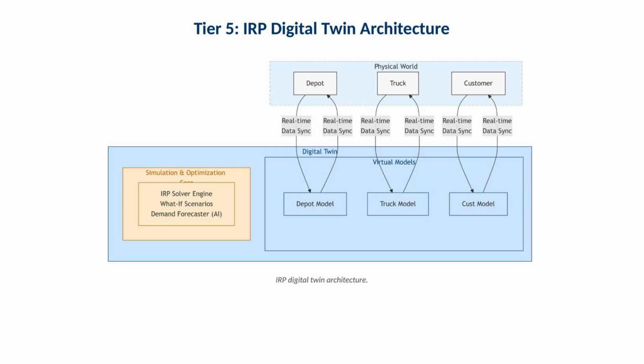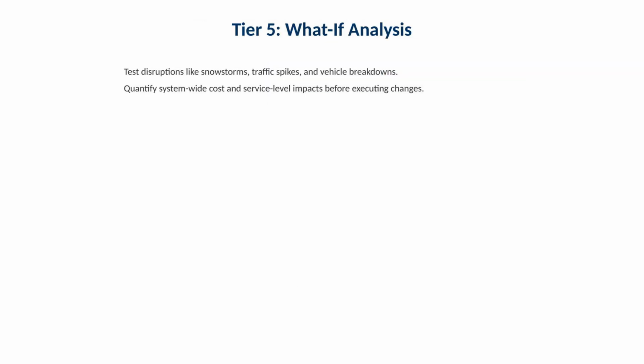The practical benefit is resilience. When conditions change, you can quantify the impact and re-optimize quickly instead of relying on ad hoc decisions. What-if analysis is one of the most valuable digital twin capabilities. You can test disruptions like snowstorms, traffic incidents, and vehicle breakdowns. The twin provides quantified outcomes such as expected additional cost or increased stockout risk, which supports proactive mitigation like shifting deliveries or adding temporary capacity.